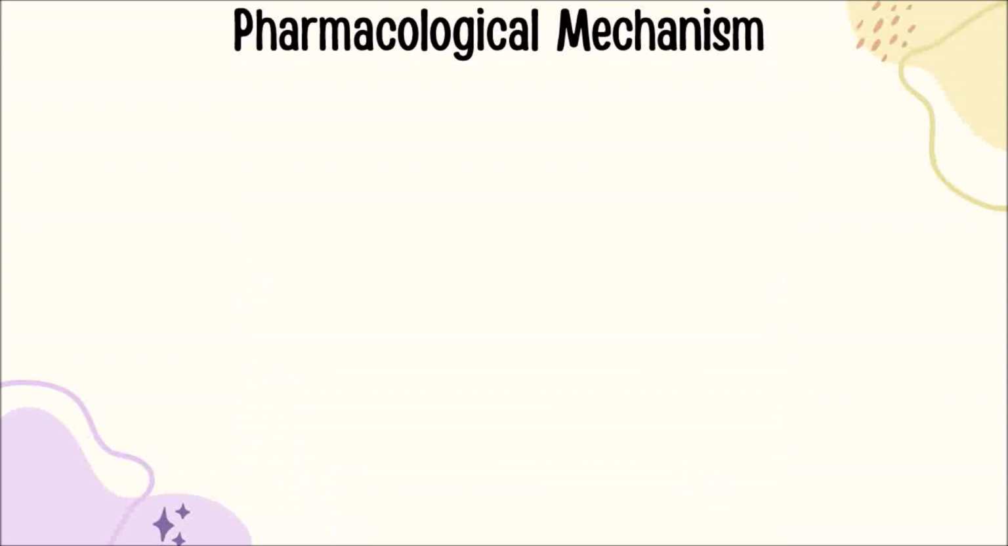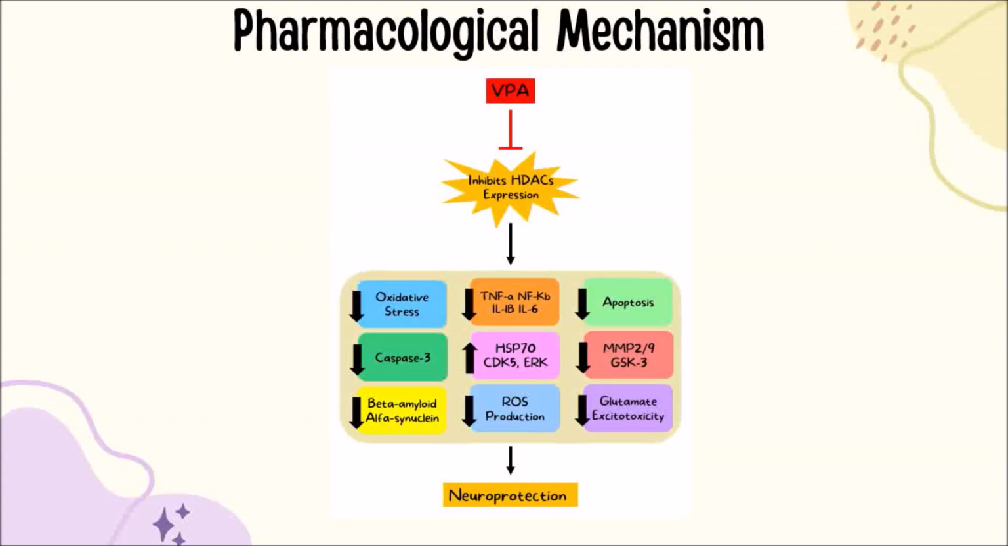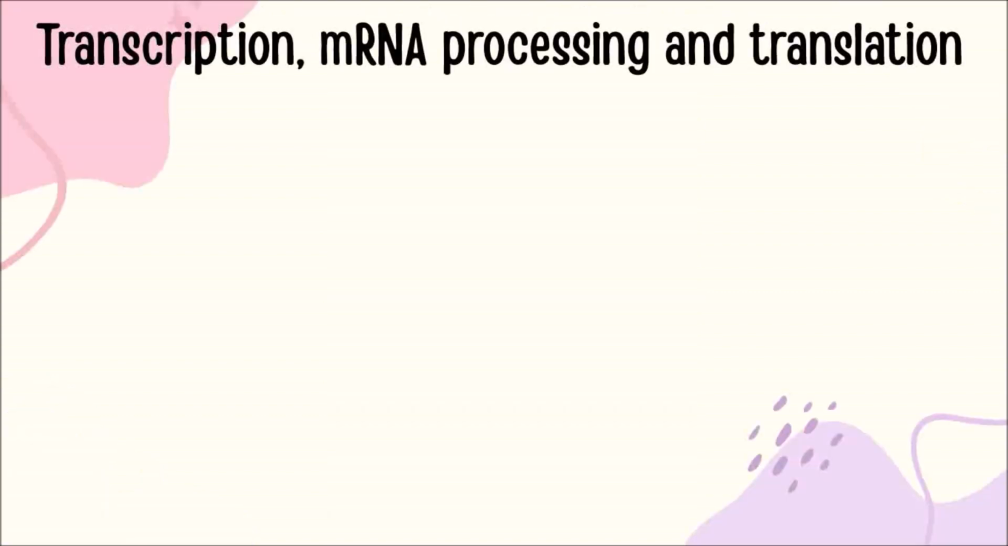hypertensive rats. The beneficial prospects of valproic acid in neurodegenerative diseases come from VPA blocking the action of HDACs, leading to the transcriptional activation of anti-apoptotic and neuronal survival pathways like HSP70, CDK5, ERK, and the suppression of caspase-3, TNF-alpha, IL-1 beta, IL-6, and ROS, and many other factors which cause neuronal death. In terms of transcription, mRNA processing and translation, valproic acid has been found to impact various targets.